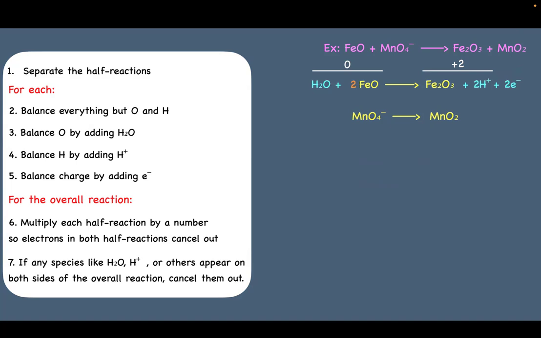Because if you, for example, miss adding water, then the hydrogen amount will be different for the next step and everything. So make sure you follow the steps in the order that it's written over here. Okay, now we do the same thing. We go through steps 2 to 5 for the second one.